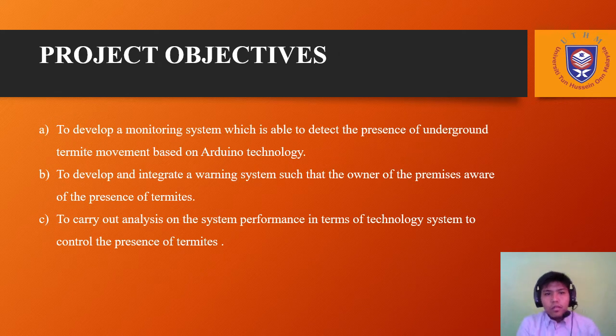Okay, for the project objective, first, to develop a monitoring system which is able to detect the presence of underground termite movement based on Arduino technology. Okay, the second, to develop and integrate a warning system such that the owner of the premise is aware of the presence of termites. Okay, for the third, to carry out analysis on the system performance in terms of technology system to control the presence of termites.